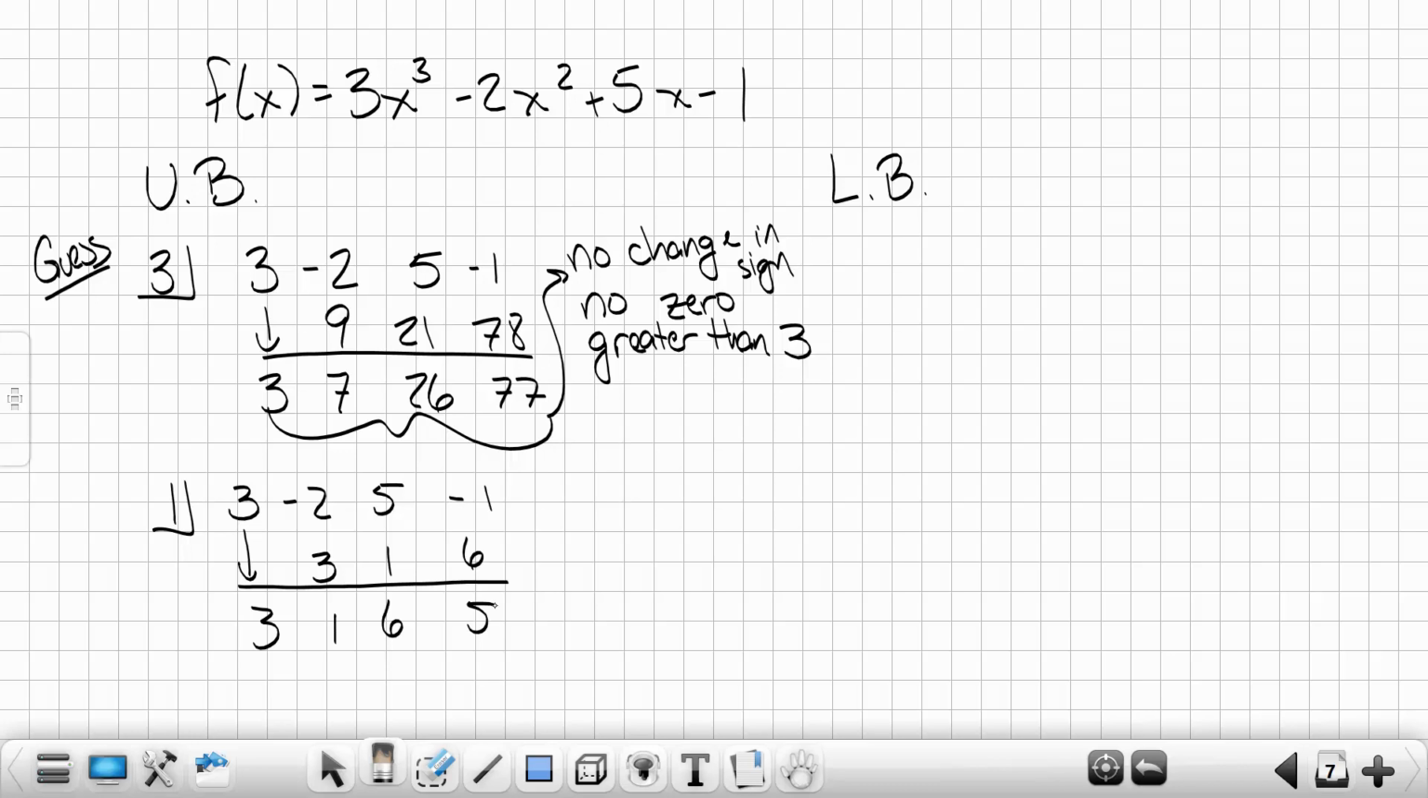Now, 0 could be an upper bound. But I can tell right off the bat, guys, if I use 0 right here, I drop the 3 and I'd put in right here what? 0. And 0 plus negative 2? Negative. So I'd have 3, then a negative. 0 is not going to work. But that is going to tie into our next concept.